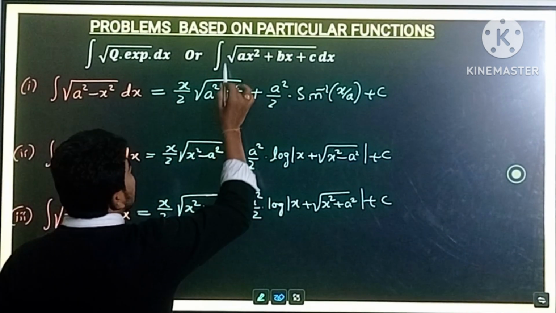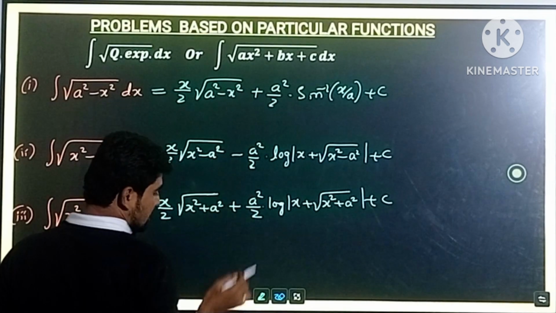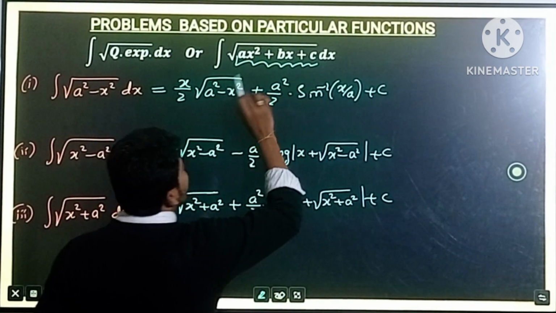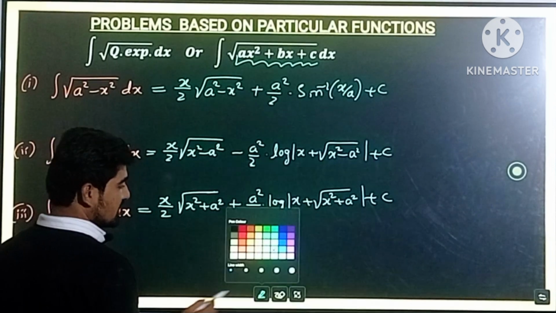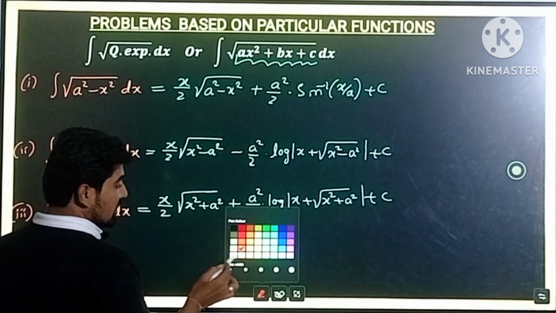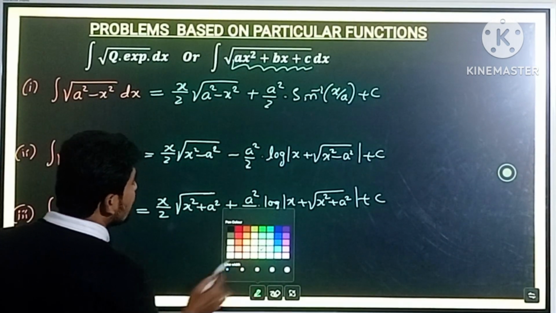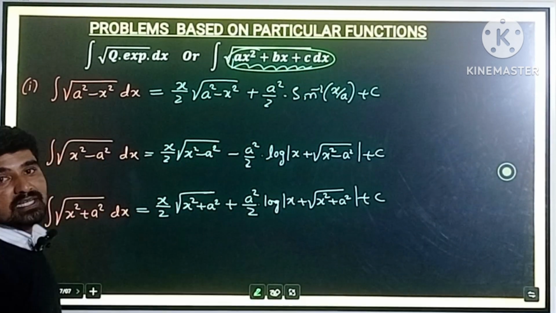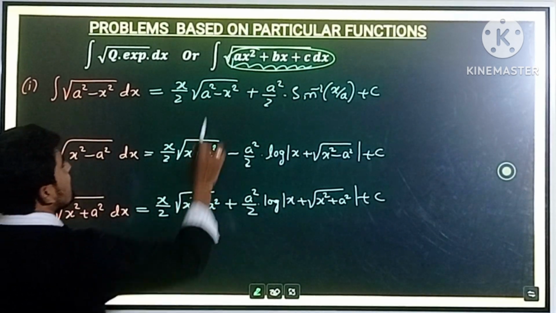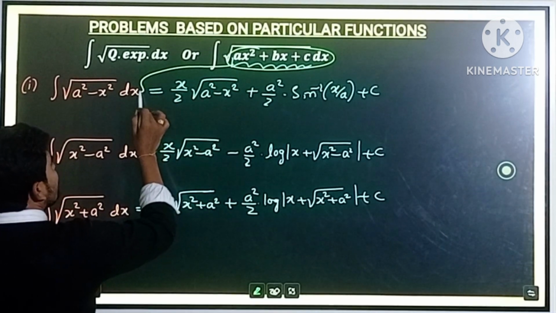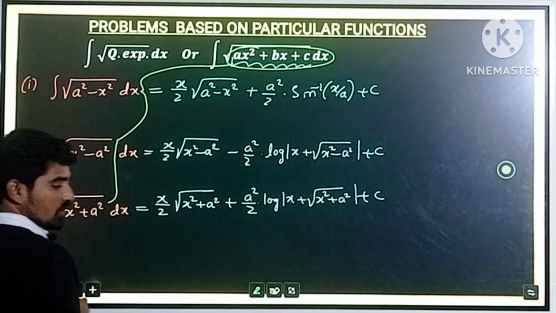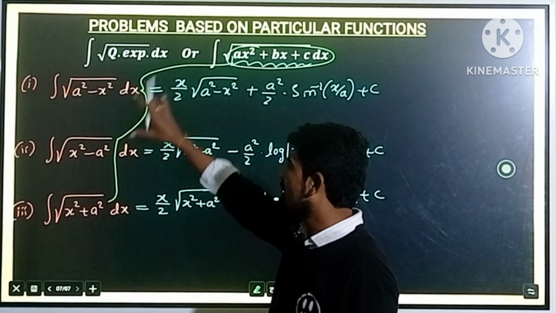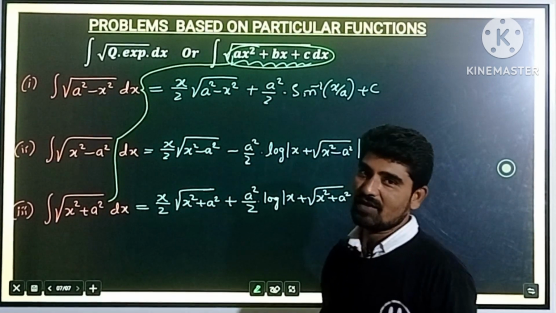If the integration problems are given in this form, integration of square root of ax square plus bx plus c with respect to x, then the first thing we need to do is convert this quadratic expression to any one of these three particular function formats.